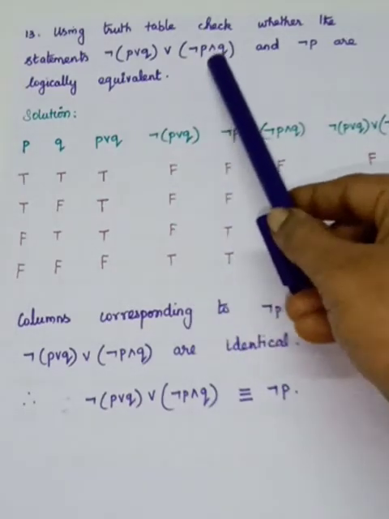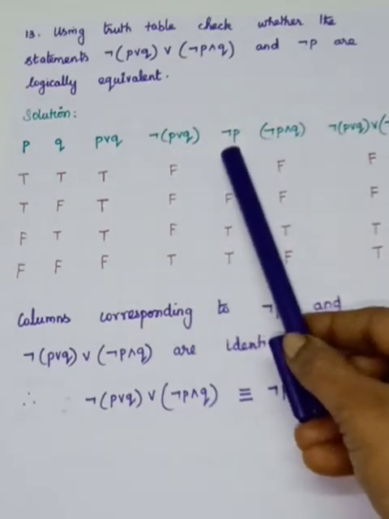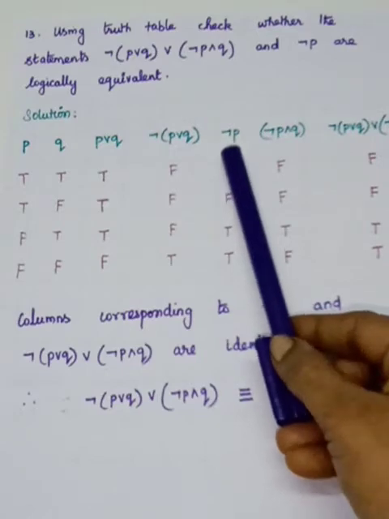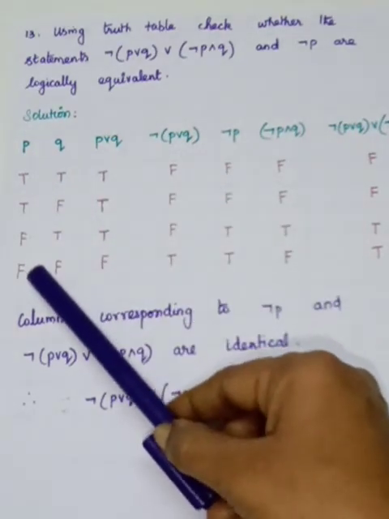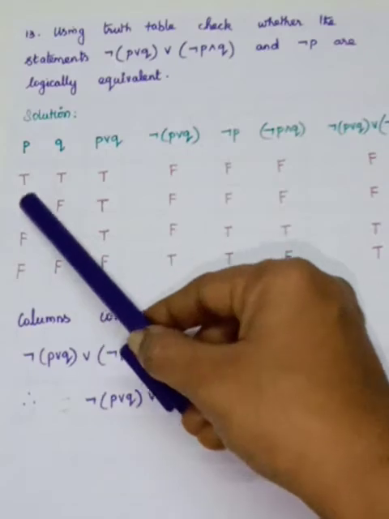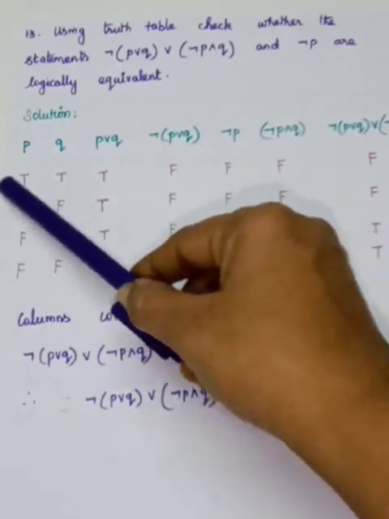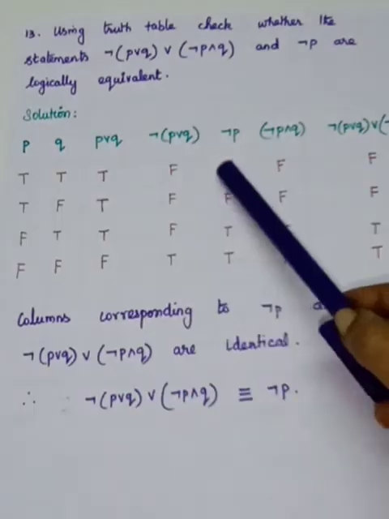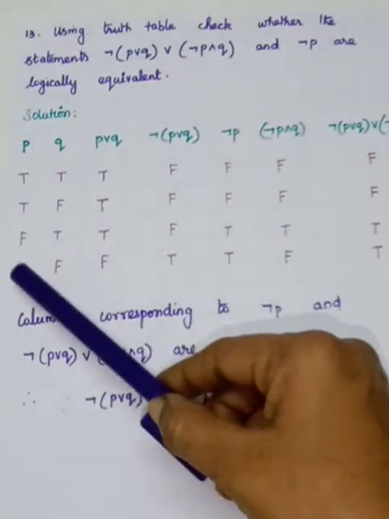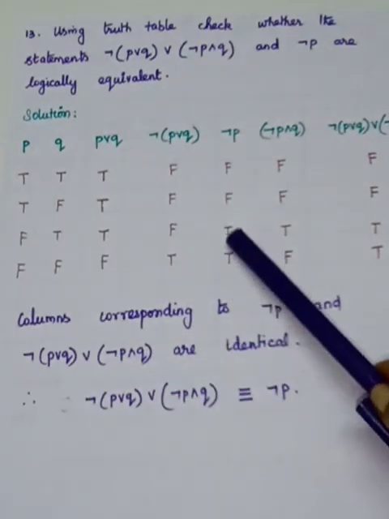To go to the second compound statement, you need negation P. Negation P means which column you have to see? P column. That is the first column you have to see. So in the first column, the first two rows are true, true. So here you have to write false, false. Here false, false is there. So its negation is true, true.